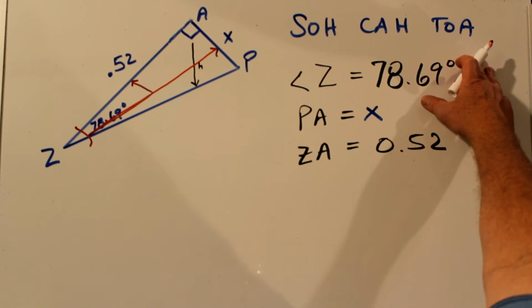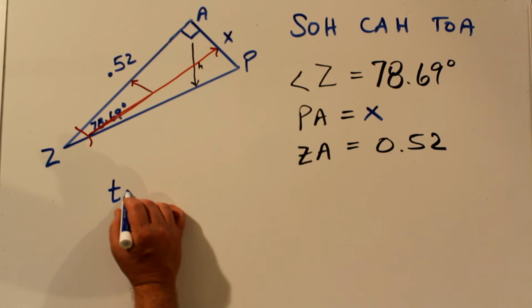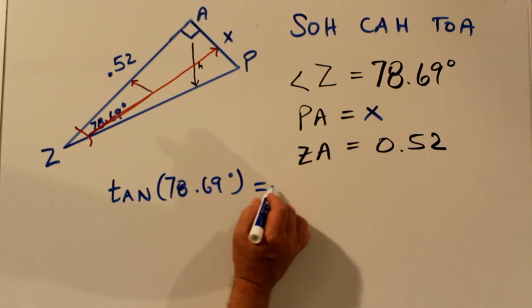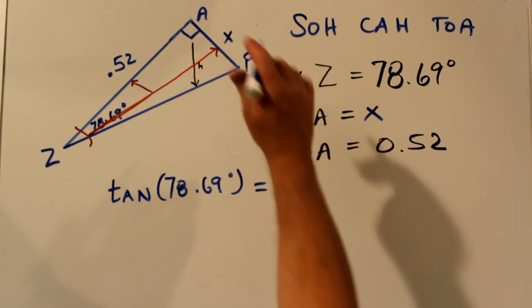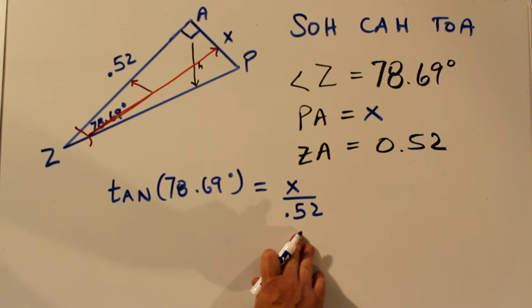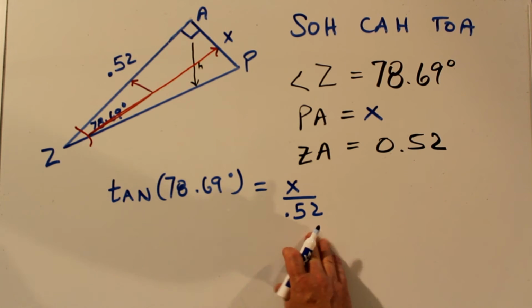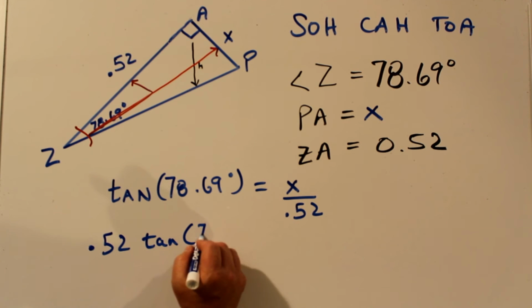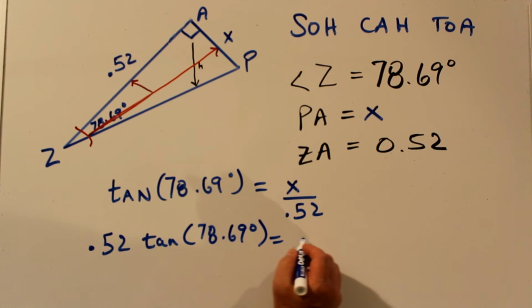So let's set up our equation for the tangent. Tangent of angle Z, which is 78.69 degrees, equals opposite over adjacent. Opposite side is X, and the adjacent side is 0.52. To solve for X, we can multiply through by 0.52. We get 0.52 times tangent of 78.69 degrees equals X.